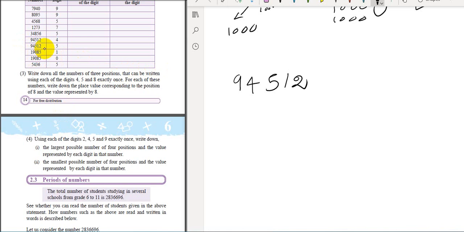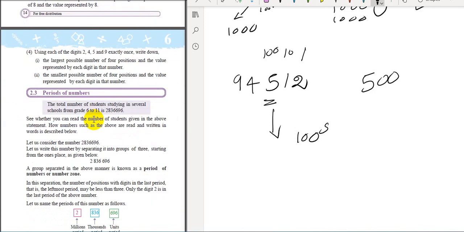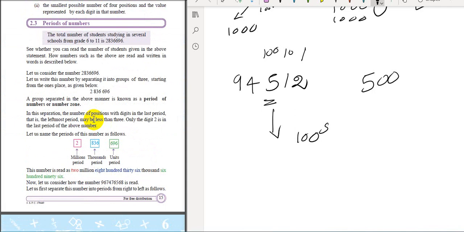94512. They are asking about the 5. Okay, this is ones, tens, hundreds. The position of this digit is hundreds, and the value of the digit is 500, so it's called 500. Okay, then we'll move to the periods of numbers.